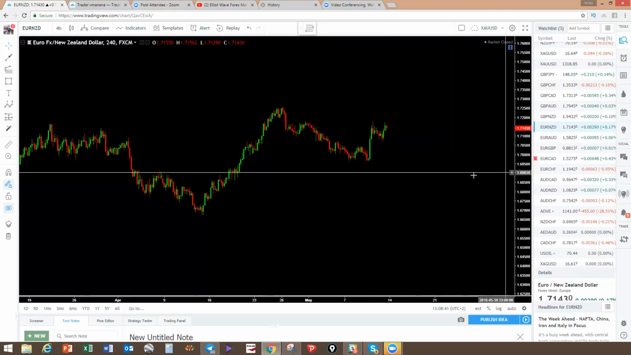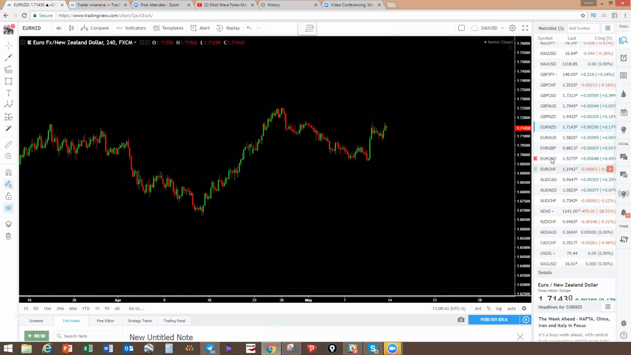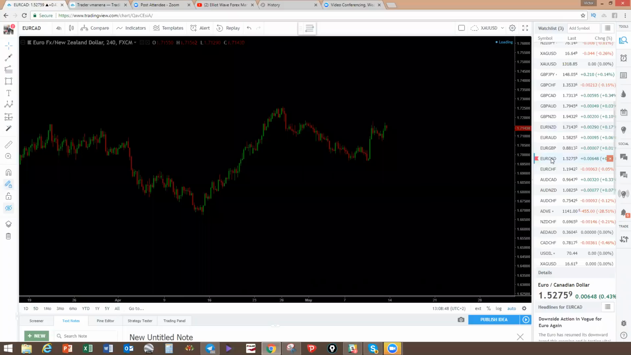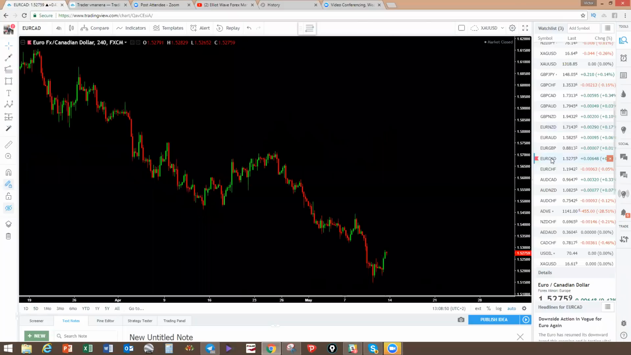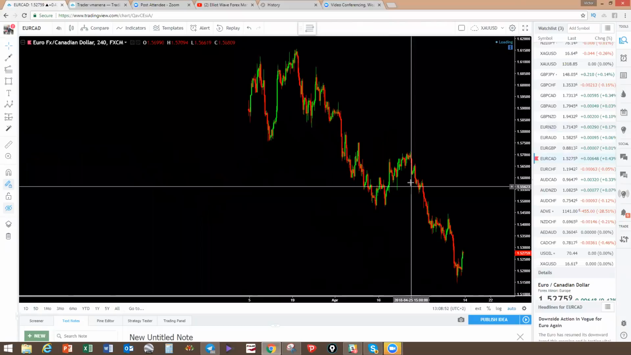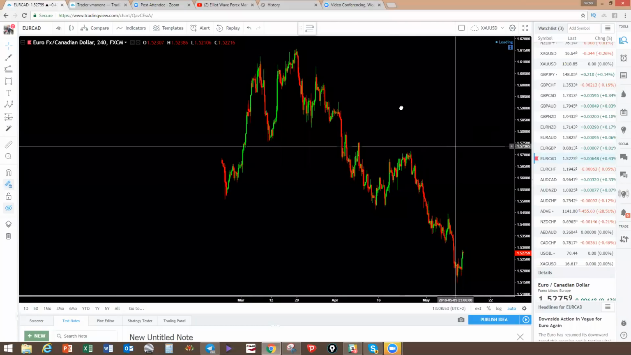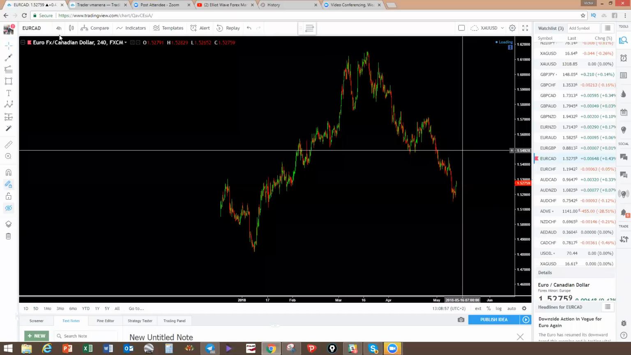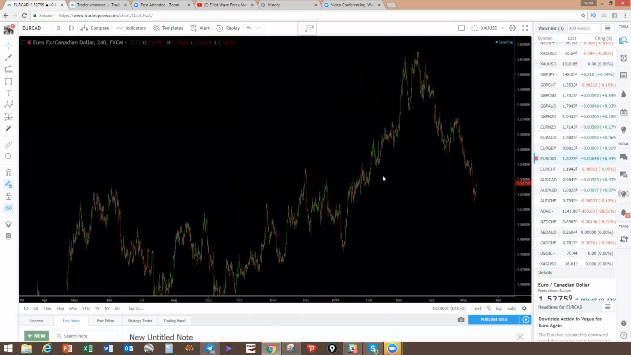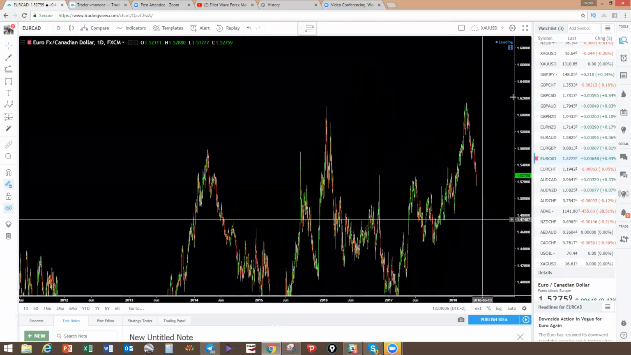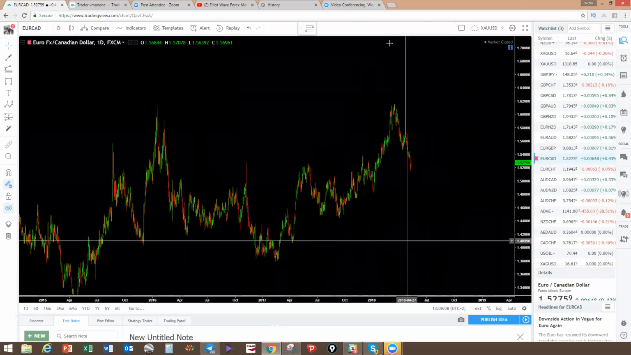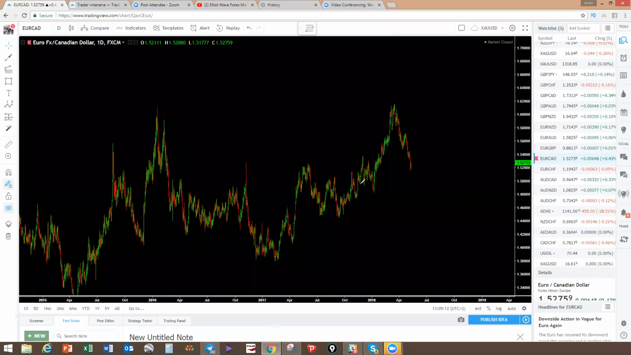Right, that is EURCAD. One of my favorite pairs, and only my favorite because I make a lot of money out of it. Okay, so EURCAD, look at the overall structure. That's one of the pairs that I'm saying, go and watch all the videos. It's easy because you just click on each video, EURCAD, you'll see that from around this level, I was just saying, keep buying, keep buying.